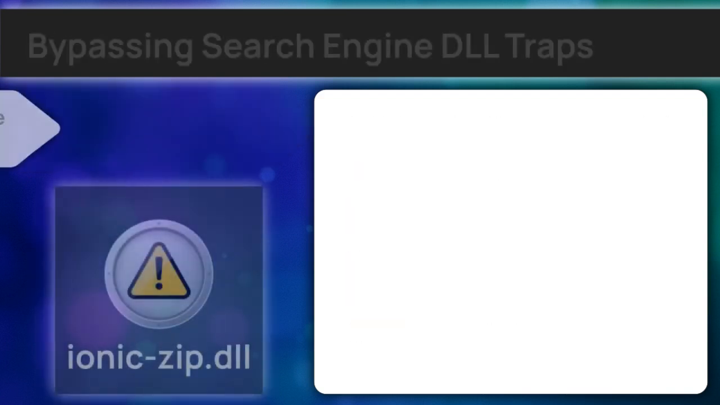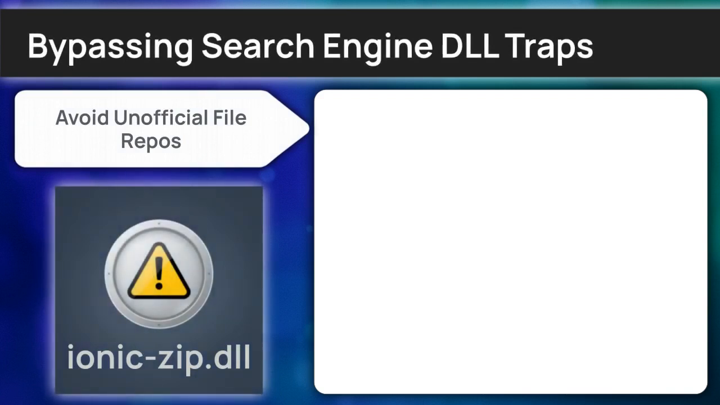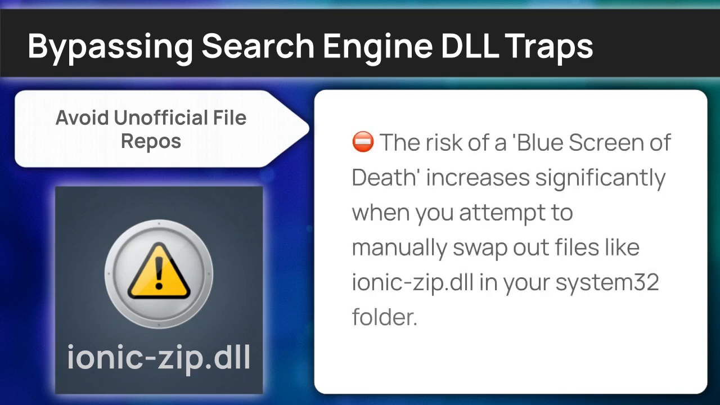Before we finish, let's go over the professional protocol for sourcing essential system libraries. Safety is paramount. Never attempt to replace the Ionic Zip Library DLL with binaries found on unverified download portals that lack quality control and often distribute files incompatible with modern Windows security updates.